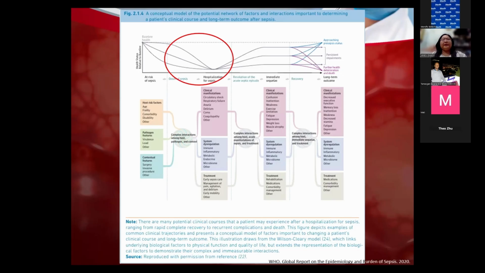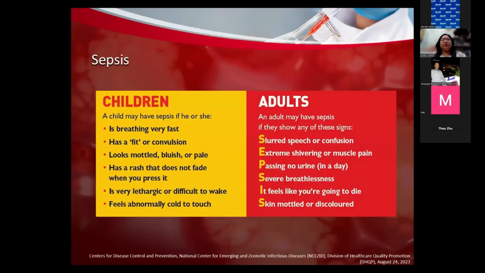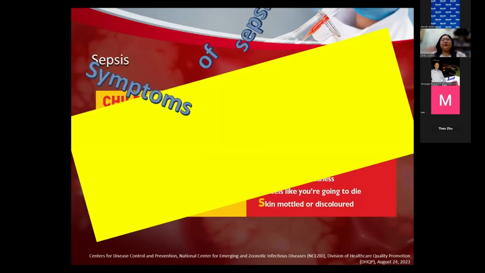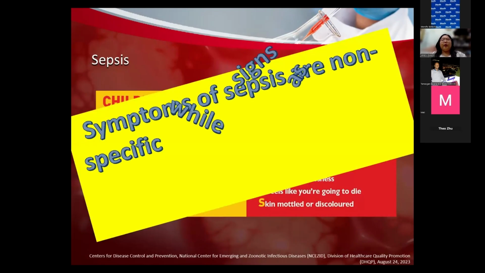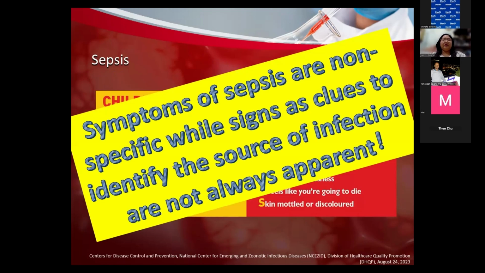We can suspect sepsis if we see these signs and symptoms. Oftentimes, there are also some scoring systems that are being used inside and outside the hospital. However, symptoms of sepsis are non-specific, while signs, as clues to identify the source of infection, are not always apparent. So this is where biomarkers can help.